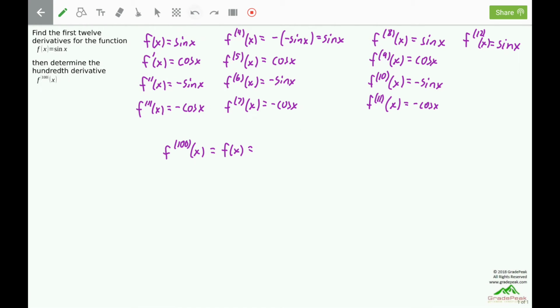In our case, it's divisible by 4. It's like the original function, and it's just going to equal sine of x. And therefore, we don't have to go through 100 derivatives. We can speculate what it will be, and it'll just be sine of x.